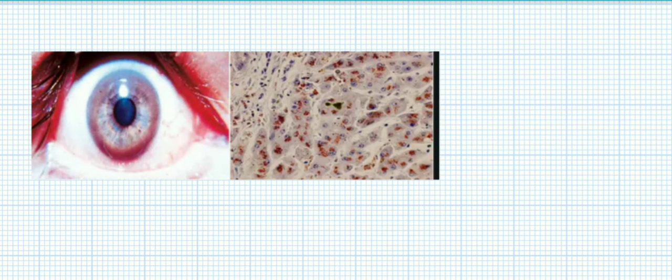Hi everyone. So from this picture itself you will have understood what is the topic. In the first picture you can see it is Kayser-Fleischer ring, and in the second picture you can see it is copper deposits, rhodamine stain. Yes, today we are going to discuss Wilson's disease.